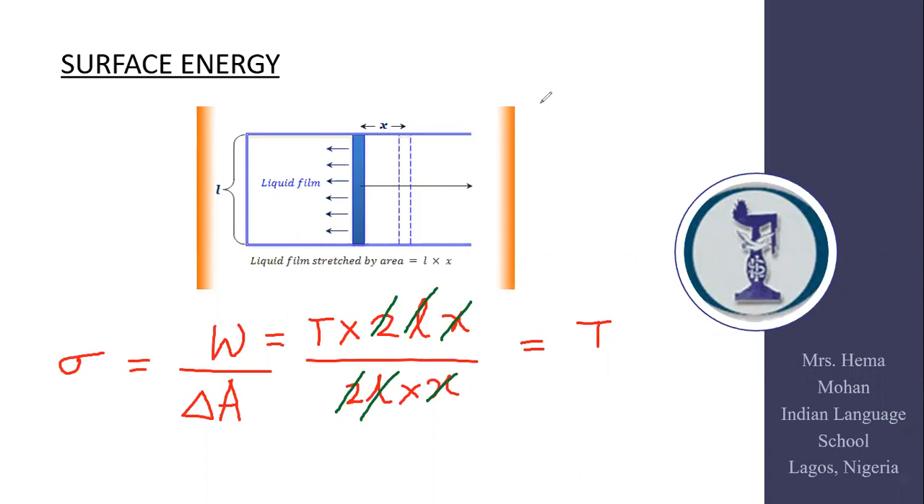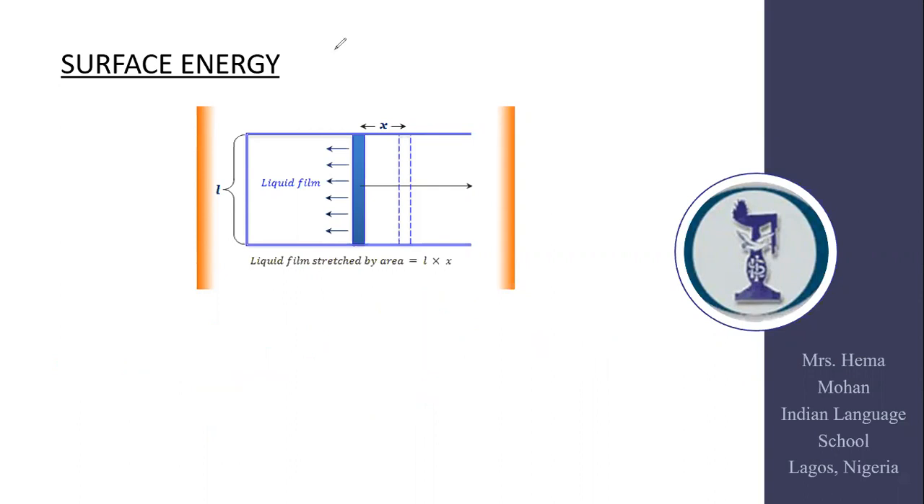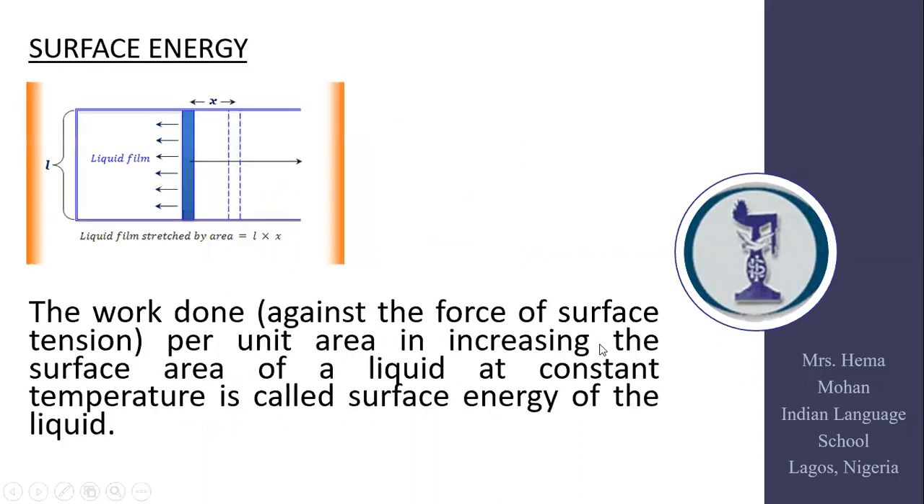So what have we arrived at? We have arrived at the surface energy being numerically equal to the surface tension. So sigma becomes equal to T. Numerically equal, please, because surface tension is force acting per unit length.